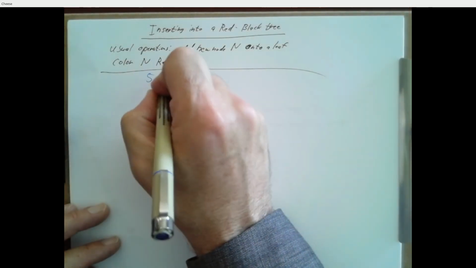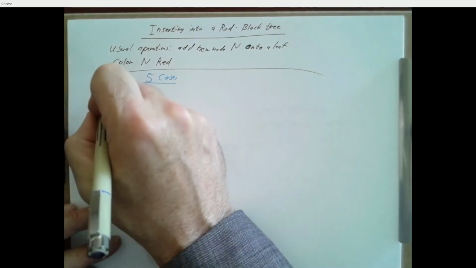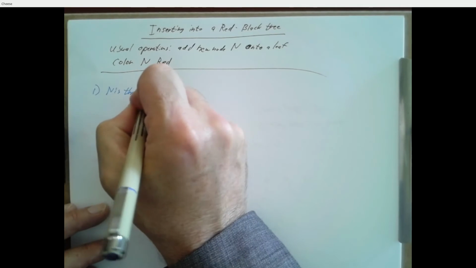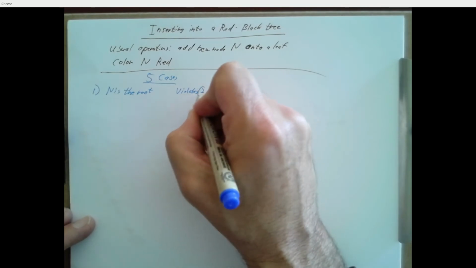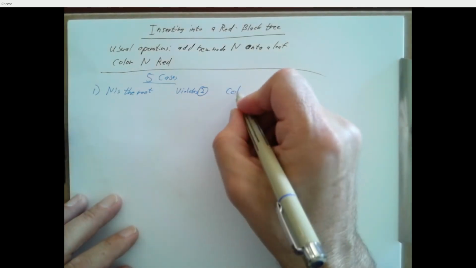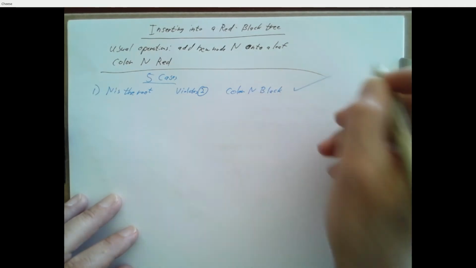All right, and now we have to look at possibilities where we could have violated any of our 5 invariants. So we have 5 cases. Case 1, N is the root. In other words, our tree was empty, and we just inserted the first node into our tree. If that's the case, have we violated any of our invariants? Yes. We violated invariant 2. The root is supposed to be black. What do we do about that? Just repaint it. Color it black and we're done.